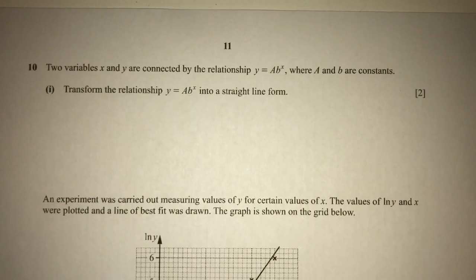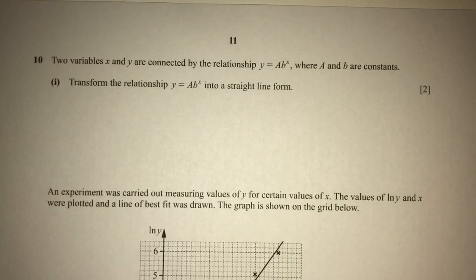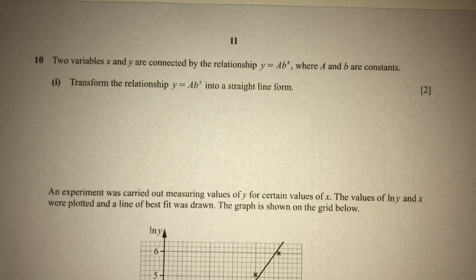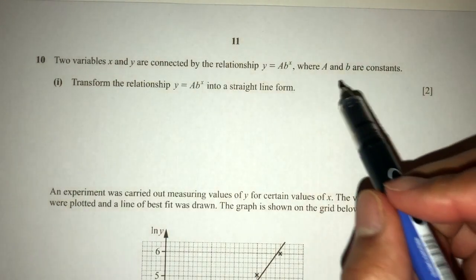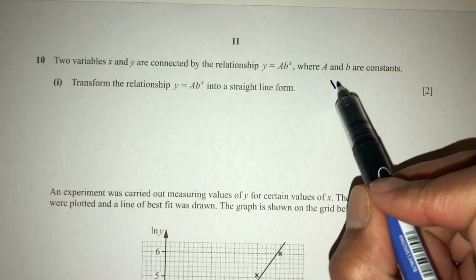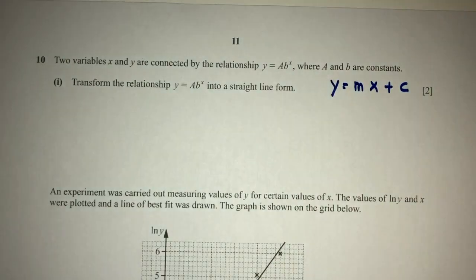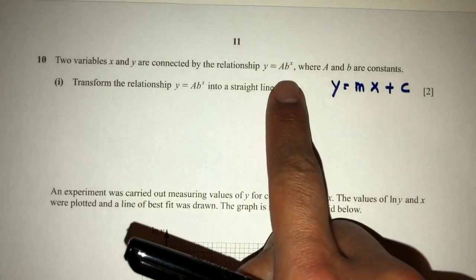Okay, so let's move on to question number 10. Here we have two variables, x and y, connected by this equation. First things first, we have to transform the equation into a straight line. So what do we know about a straight line? We know the equation looks like this: y equals mx plus c, which is the constant. So we just have to change that into that.